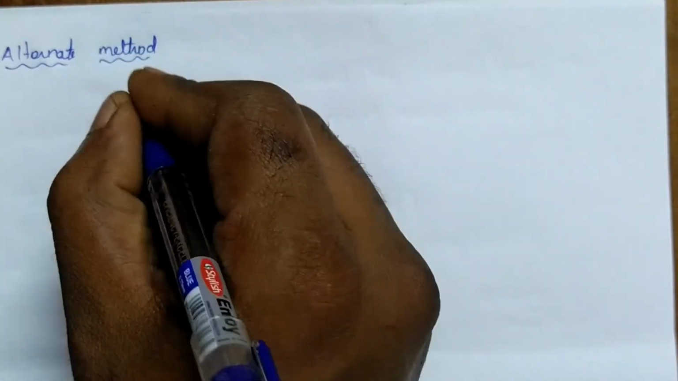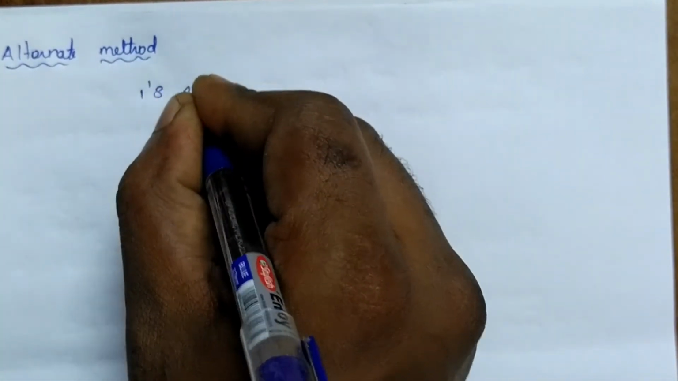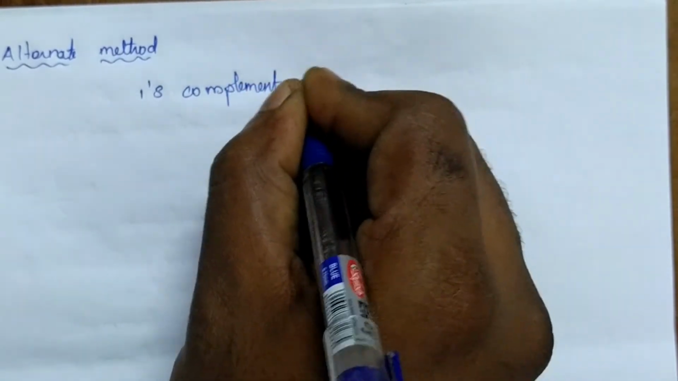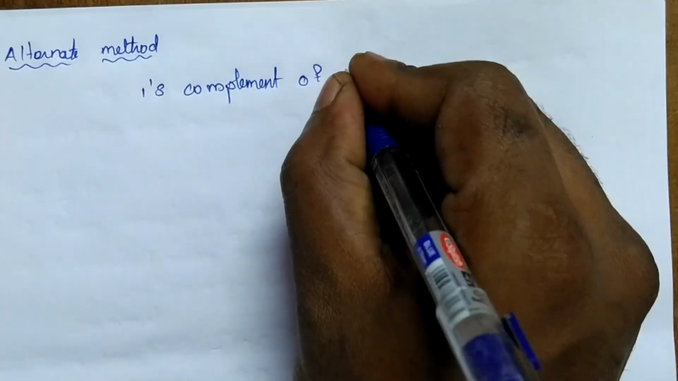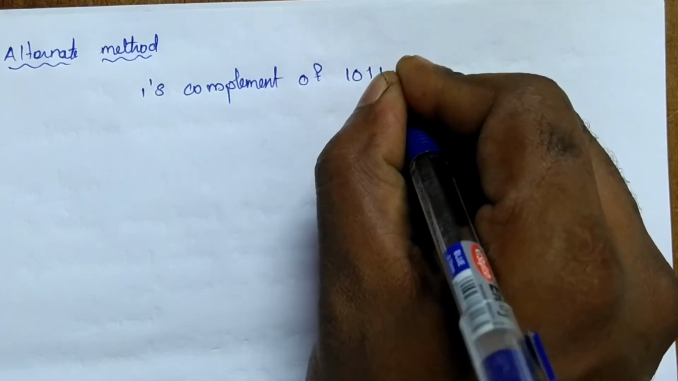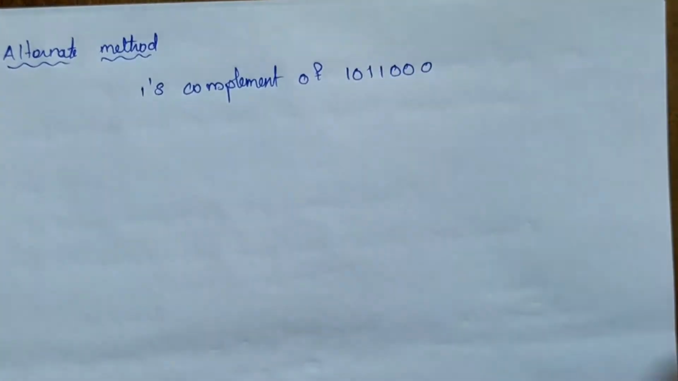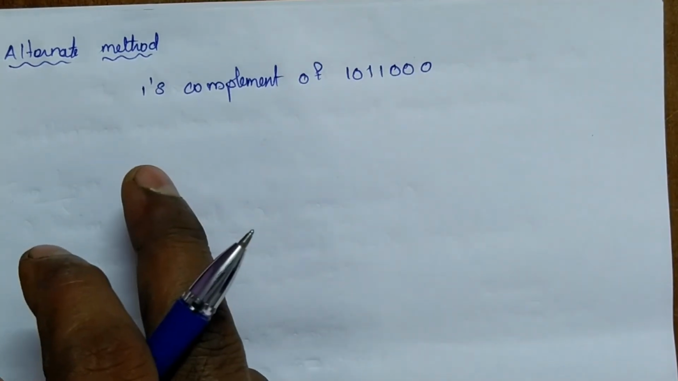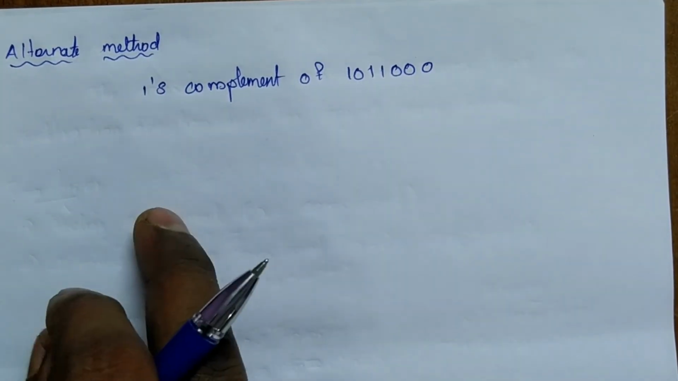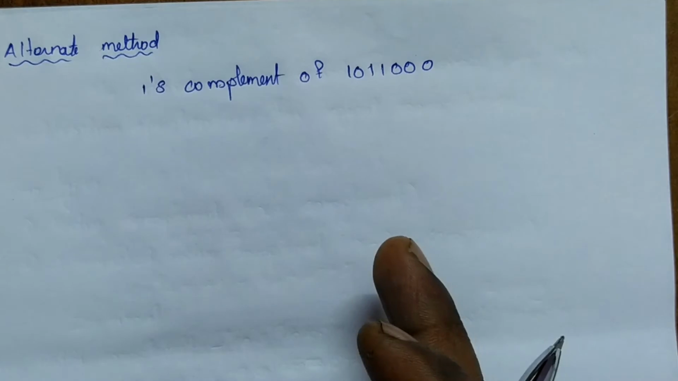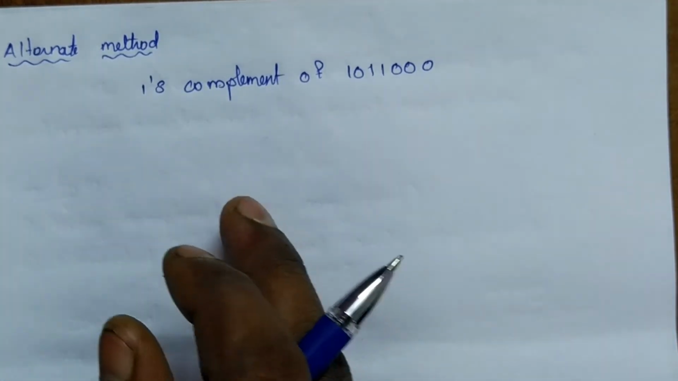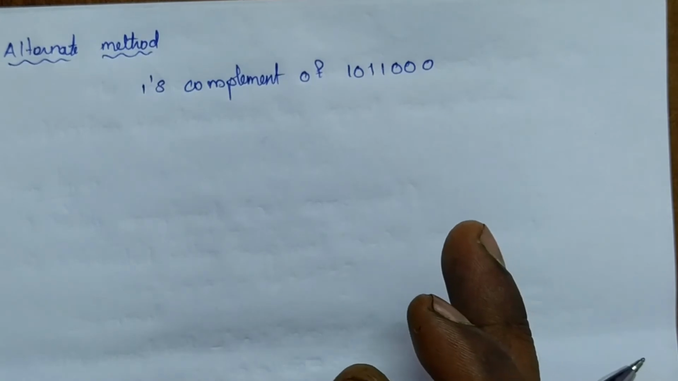So here, 1's complement of 1 0 1 1 0 0 0. Using this method, by simply changing 0 to 1 and 1 to 0, we will get the complement.